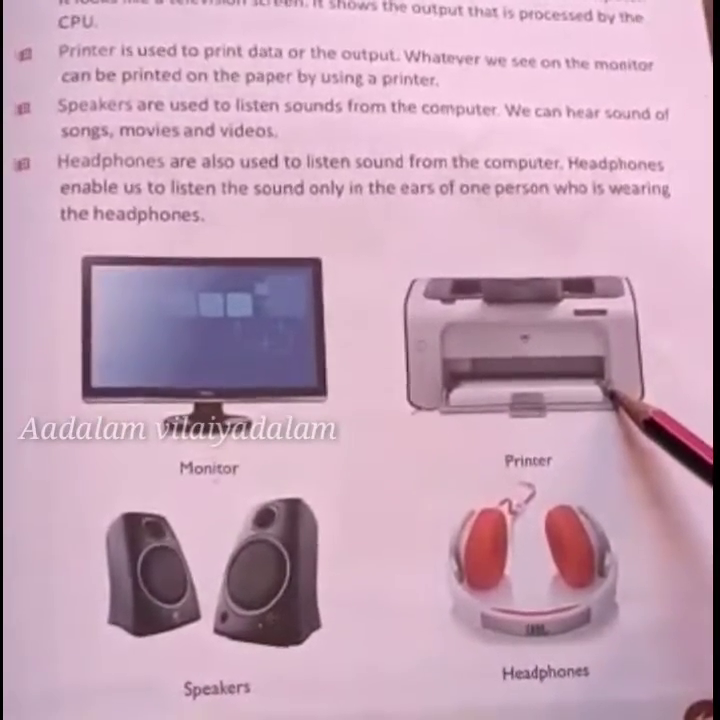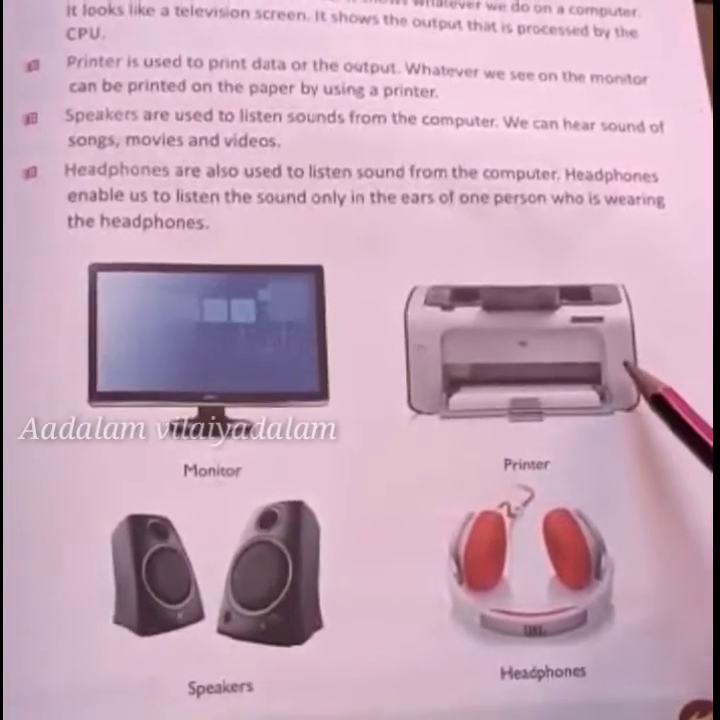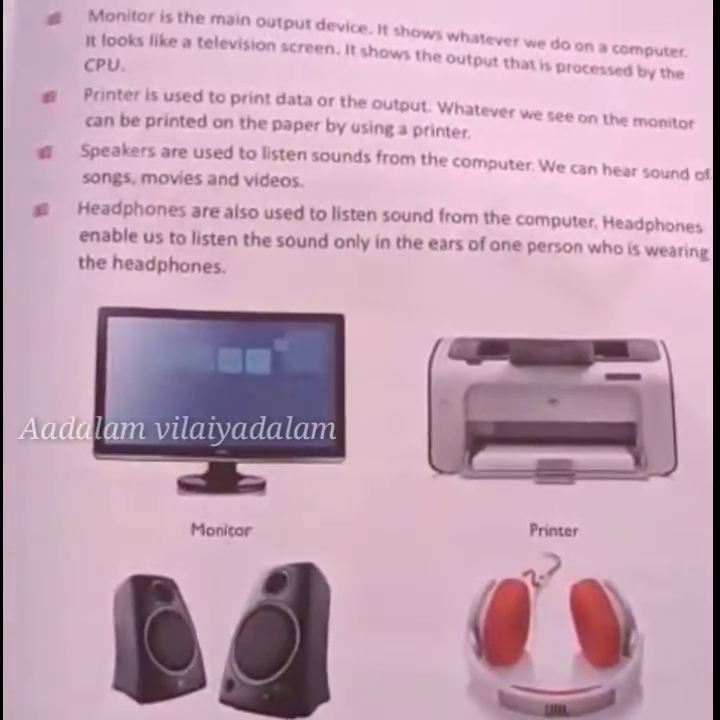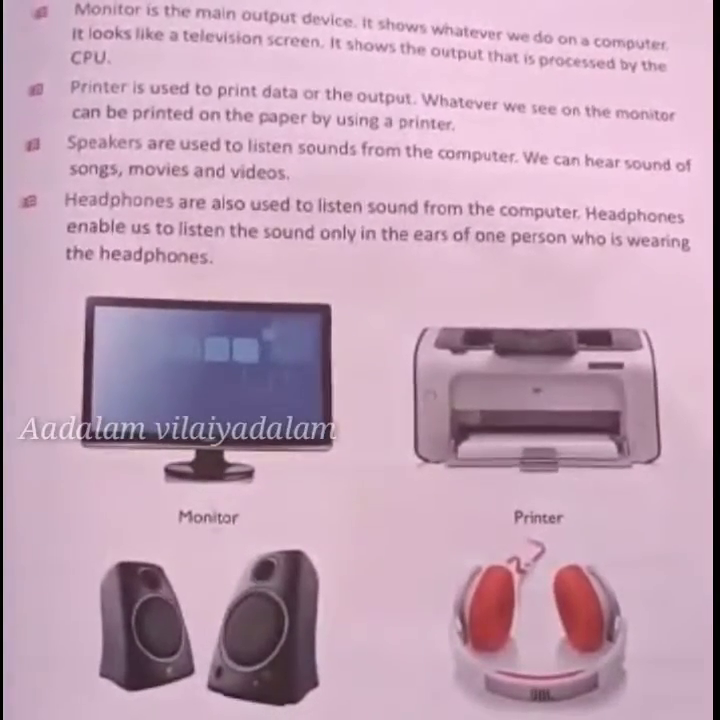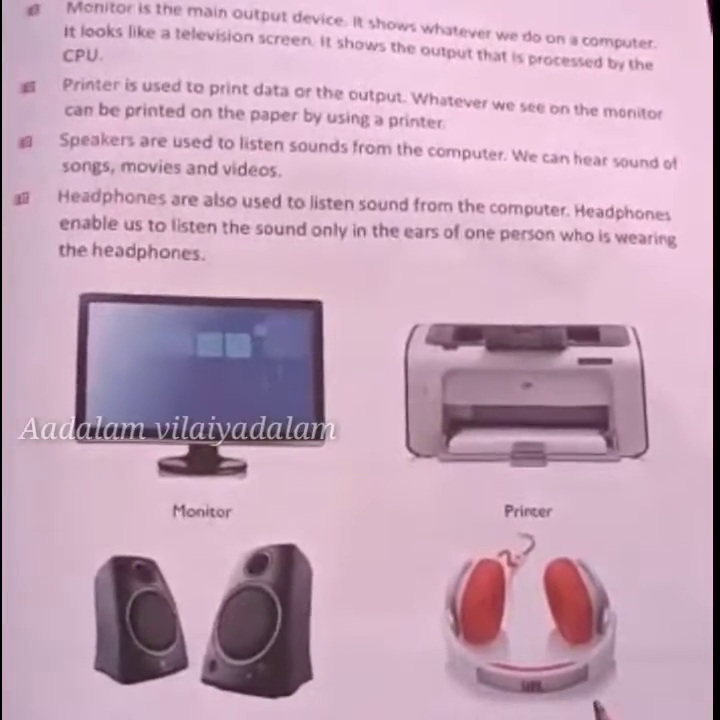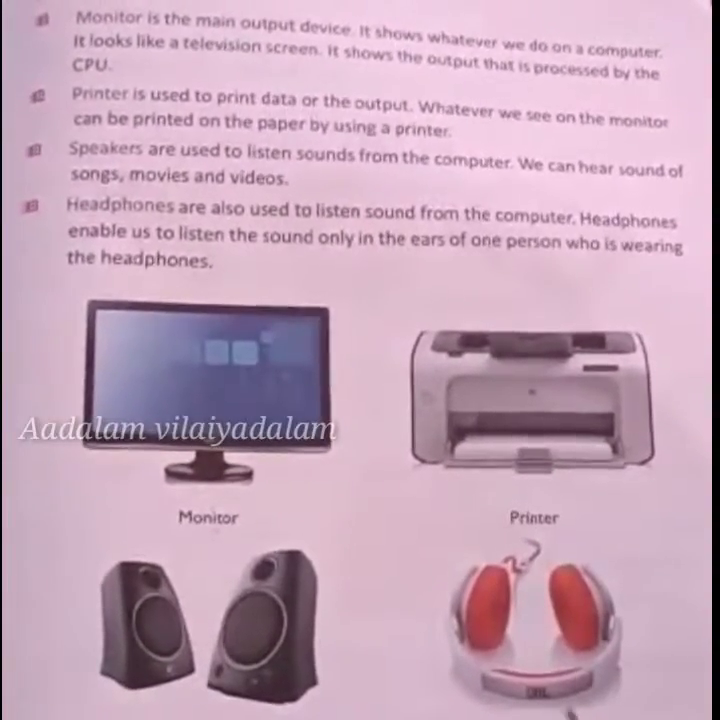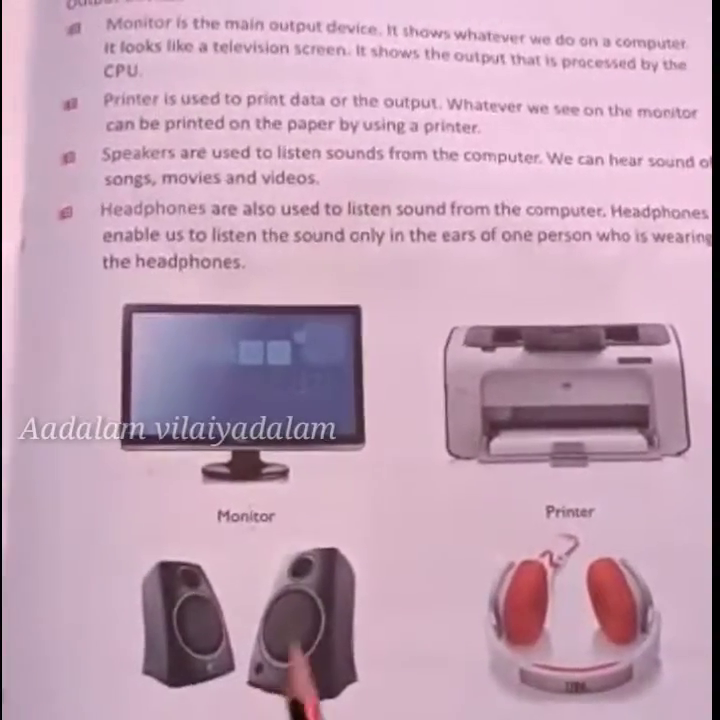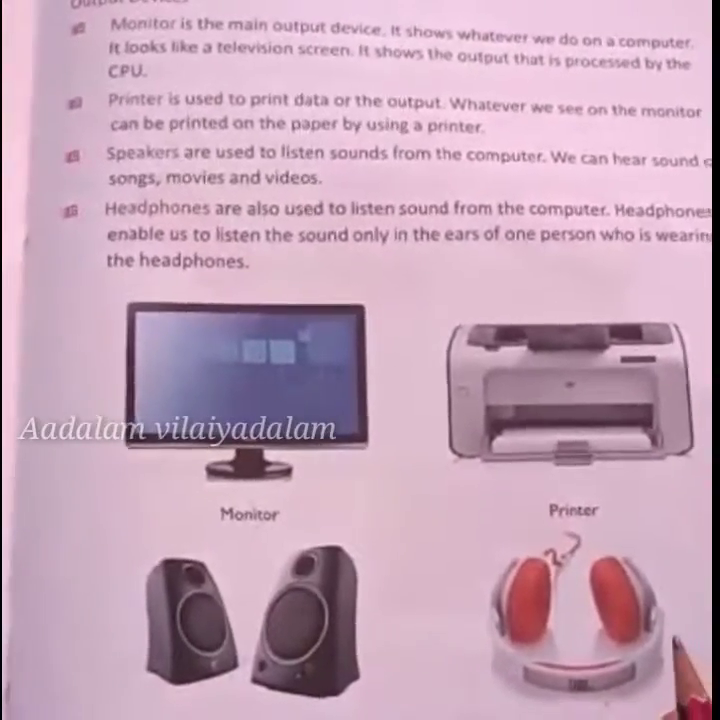This is a printer. Printer is used to take the printout from the computer. The printout taken from the printer is called a hard copy. This is a speaker. Speaker is used to hear the sound from the computer. And this is a headphone. We can listen to songs and place it in the ear itself. The speaker is kept on the table, but the headphone is worn. These are the four output devices of the computer: monitor, printer, speaker and headphone.